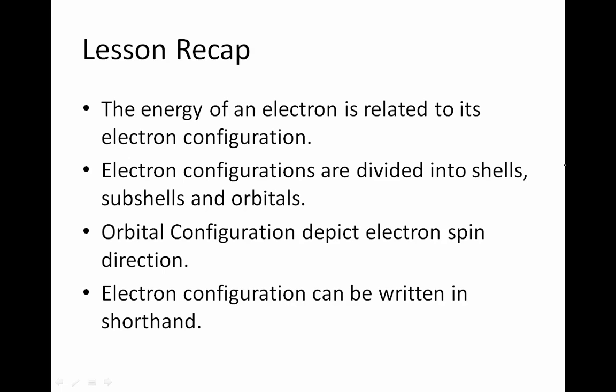So to recap today, this has been a long lesson, and I hope you've stuck in there and kind of thought through all of this. Practice makes perfect on this lesson. You really can just pick any element on the periodic table and just write down its electron configuration, all the while thinking about energy, how the shells are related to each other, and how they're related within a shell. So the energy of an electron is related to its electron configuration. Electron configurations are divided into shells, subshells, and orbitals. Know the vocab. Orbital configurations depict electron spin, and electron configurations can be written in shorthand.